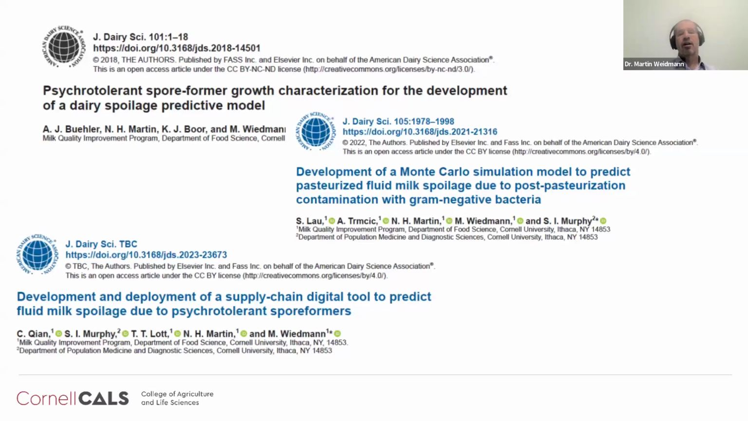What we have done, and I'm not going to go into the details, but if you're interested, you can read it. We've developed a series of different models to predict spoilage. You can see at the top left, we predict spoilage due to spore formers, one type of organisms that can cause spoilage. We predict spoilage due to gram-negative bacteria on the middle right, another type of organisms. And then we've improved these tools to really be able to predict real-world food spoilage.